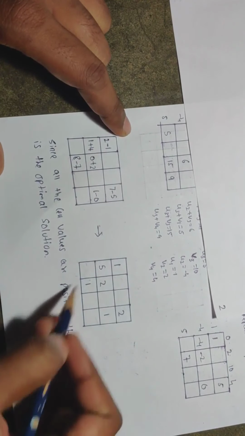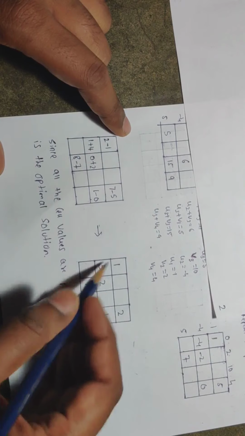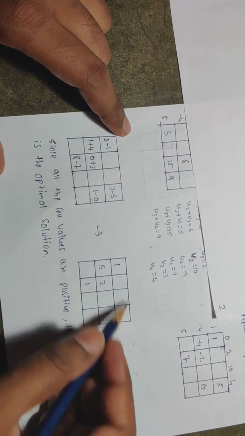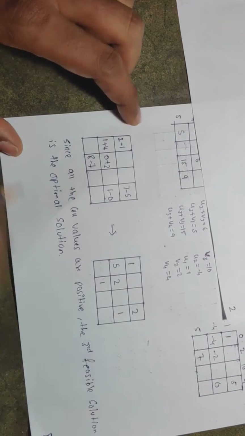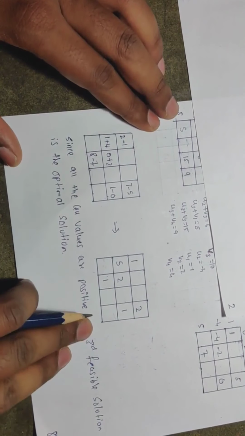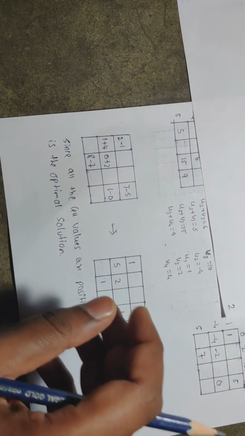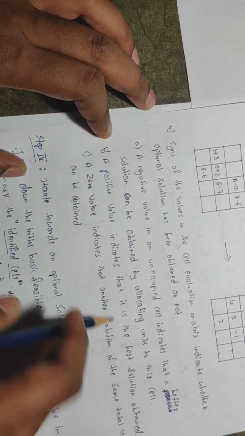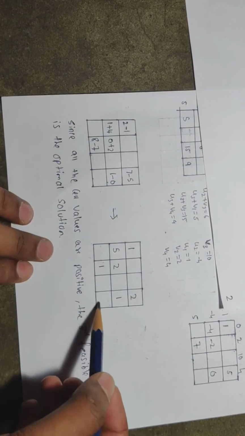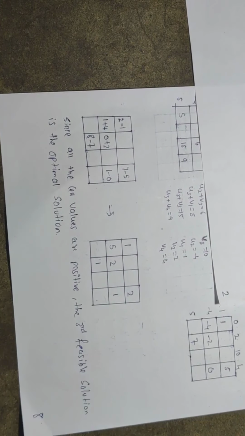Once I get the new table here, can you check that each and every value that I've got here is positive. There is not a single value which is negative. Hence this is the best solution that I'm going to get. So all values are positive. That is nothing but what my method was saying, right? A positive value indicates that it is the best solution obtained. So whatever solution I obtained here is the best solution. So this is nothing but the transportation problem using the Vogel's approximation method and the MODI method. Thank you for the class.